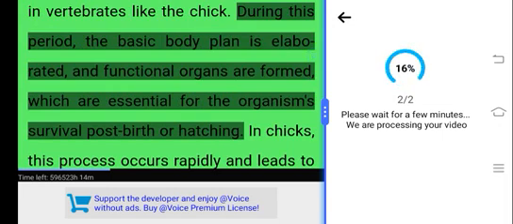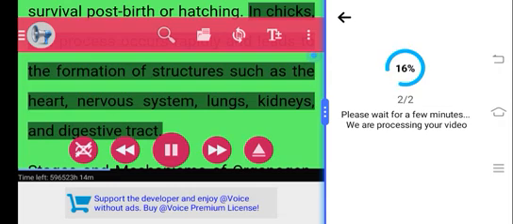survival post-birth or hatching. In chicks, this process occurs rapidly and leads to the formation of structures such as the heart, nervous system, lungs, kidneys, and digestive tract.